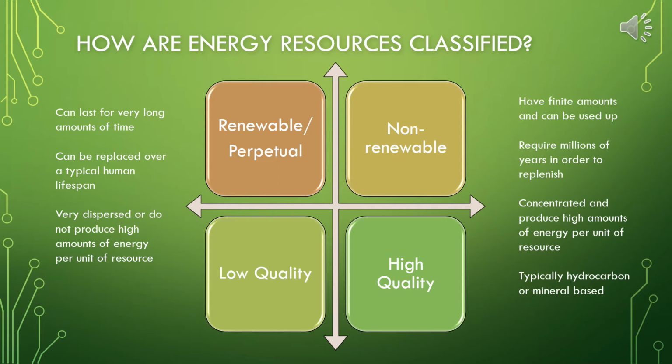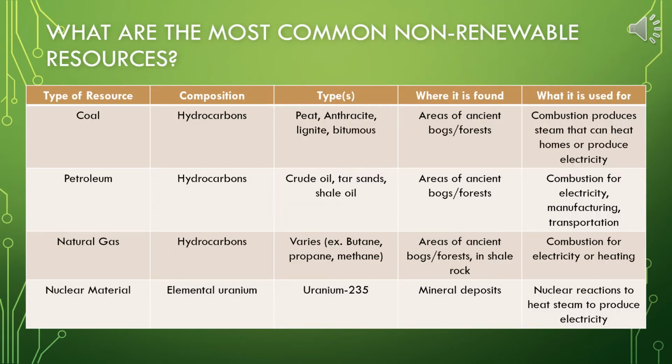And when we talk about non-renewable resources, we're talking about minerals like uranium and fossil fuels. Here are the examples of the most common non-renewable resources. You'll notice by looking at the chart that 3 of the 4 are hydrocarbon-based. This includes coal, petroleum, and natural gas. All of our non-renewable resources that are hydrocarbon are typically associated with areas of ancient bogs or forests. These are places where we used to have large amounts of biomass, including fern forests and dinosaur habitats.